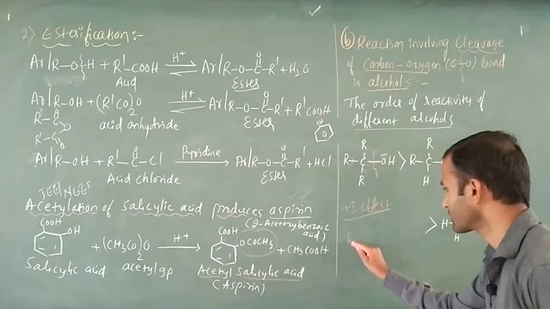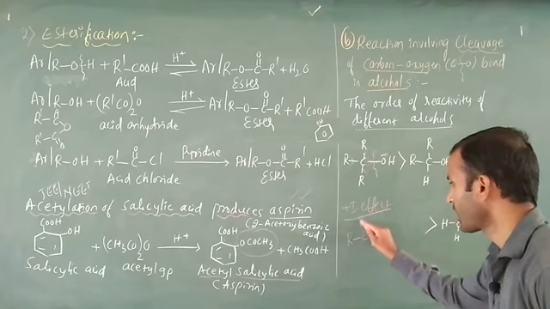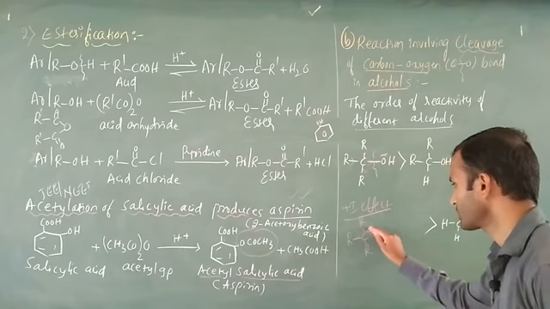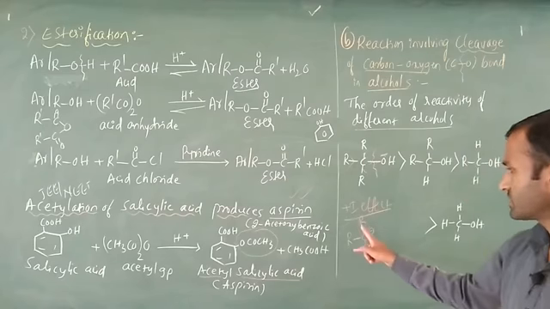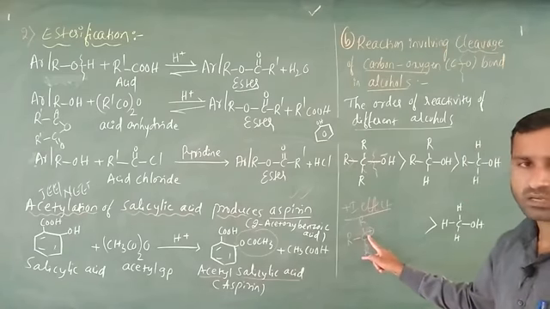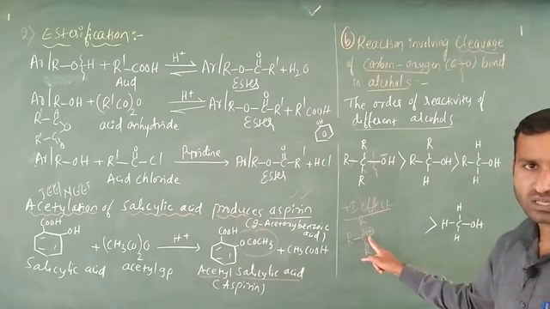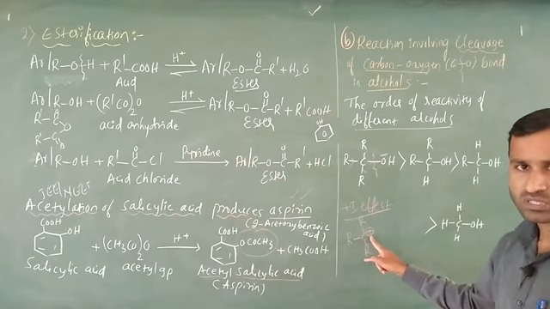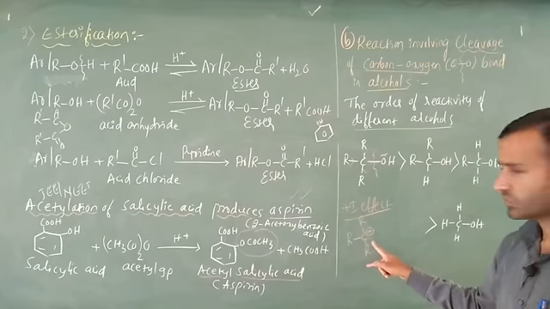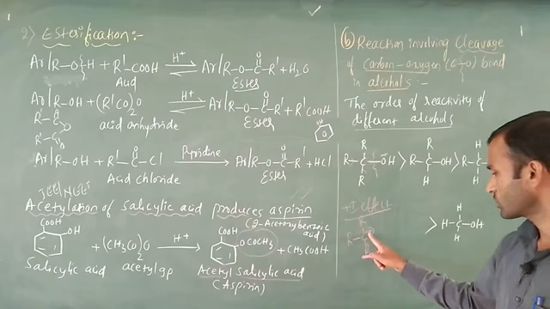Finally, I am going to get a structure like this. This is R that is there. Here is R. In this case, the carbon is going to get a positive charge. Why is the carbon going to get a positive charge? Because of loss of an electron. In this case, this carbon is going to get a positive charge.